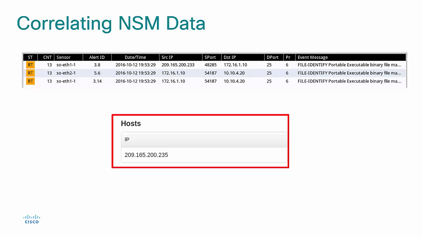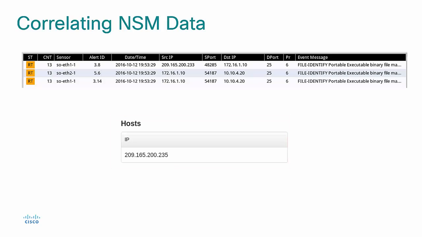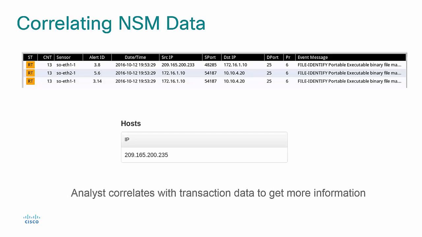The 209.165.200.235 IP address is a suspicious address. Any internal systems which have attempted to communicate with this address may have also been compromised. The analyst correlates with transaction data to get more information.